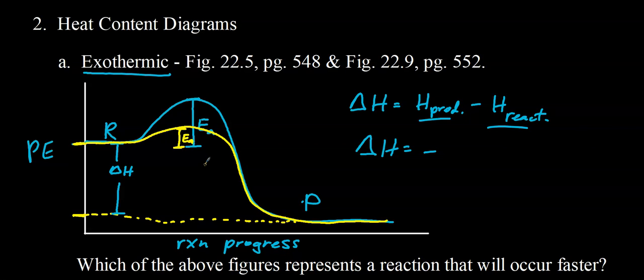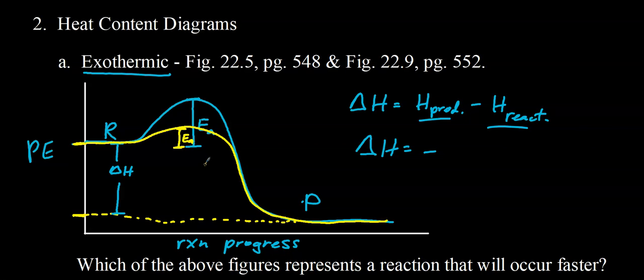I think we talked last time about the relationship between activation energy and reaction rate. So a question right there under the graph says, which of the above figures represents a reaction that will occur faster? That'll be the one that has a lower activation energy. The lower the activation energy, the faster the reaction. So that is the only difference between these two reactions.